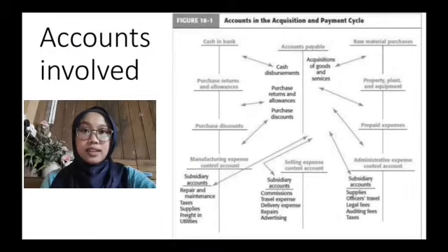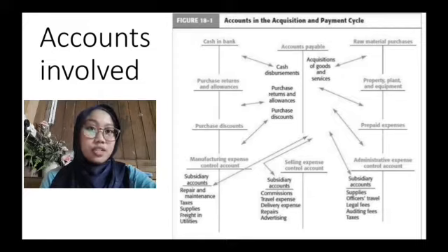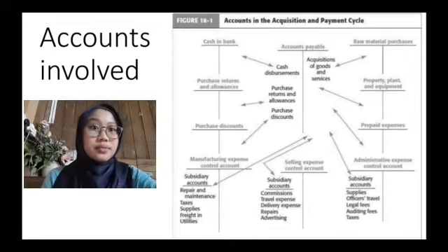Okay, these are the examples of accounts involved in the case, and as you can see here, these are all the accounts involved in a purchasing cycle. We have cash in banks, account payables, raw material purchase accounts, purchase returns and allowance accounts, purchase discounts accounts, selling expenses accounts, and prepaid expenses accounts, and so on.